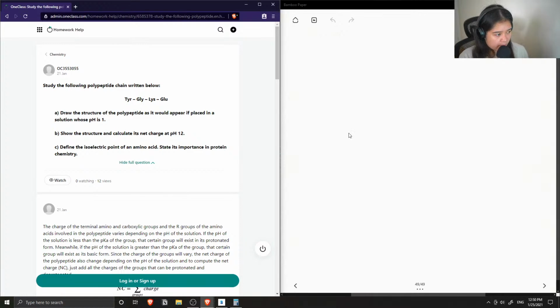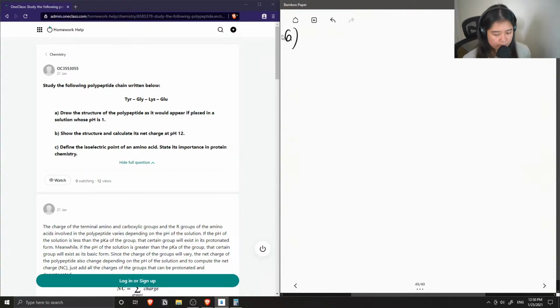Okay, so question number 6 is to study the following polypeptide chain written below. A, draw the structure of the polypeptide as it would appear if placed in a solution whose pH is 1. Show the structure and calculate its net charge at pH 12. And finally, define the isoelectric point of an amino acid. State its importance in protein chemistry.